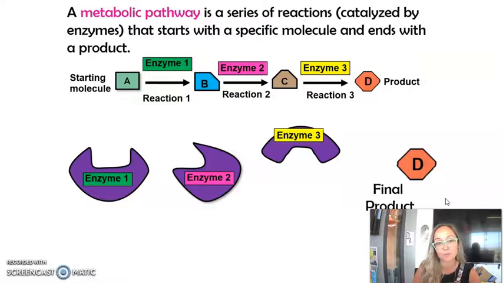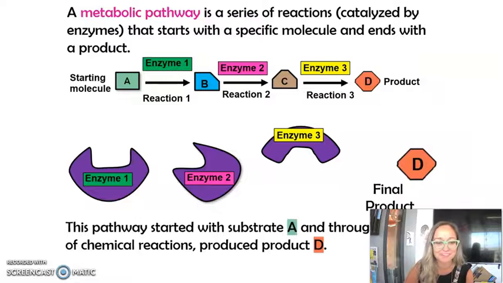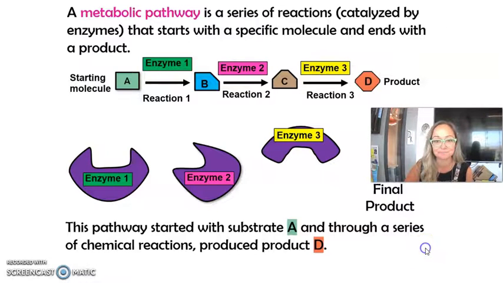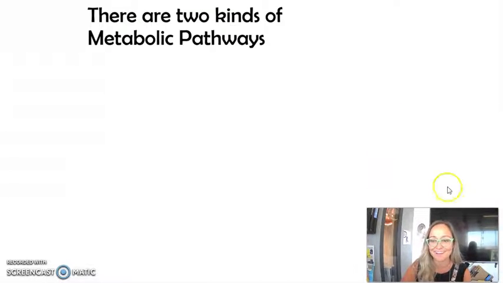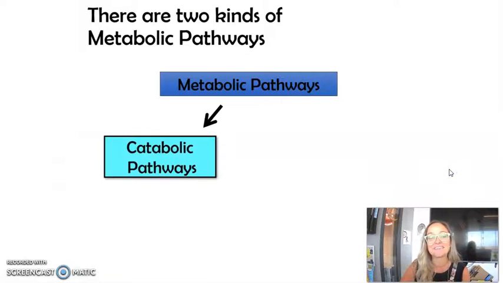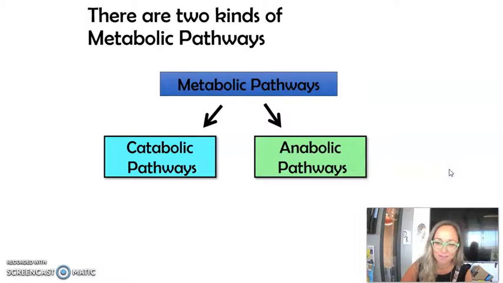Now the two metabolic pathways discussed in Unit 3 for AP Bio are cellular respiration, that is a series of chemical reactions all controlled by enzymes to transform matter, our food, and energy. So we're going to take that potential energy stored in the bonds of our food and convert it into ATP. So let's go ahead and talk a little bit more. Here's the words. So the pathway started with substrate A and through a series of chemical reactions produced product D. Now there are two kinds of metabolic pathways that we have. We have catabolic pathways as well as anabolic pathways.